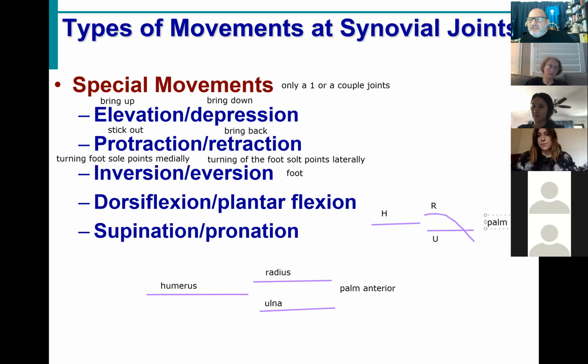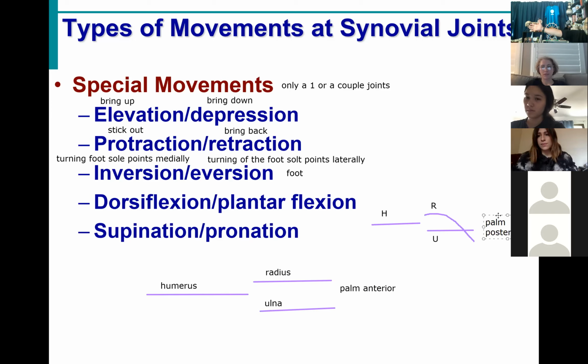So that rotation of the palm so that the palm faces posterior is a pronation. So when you pronate, your hand is posterior. When you rotate it into anatomical position, you supinate.